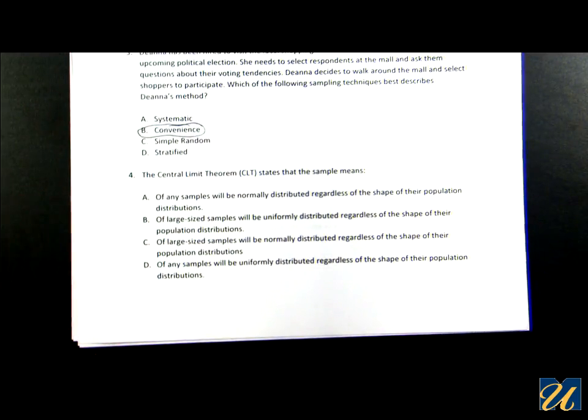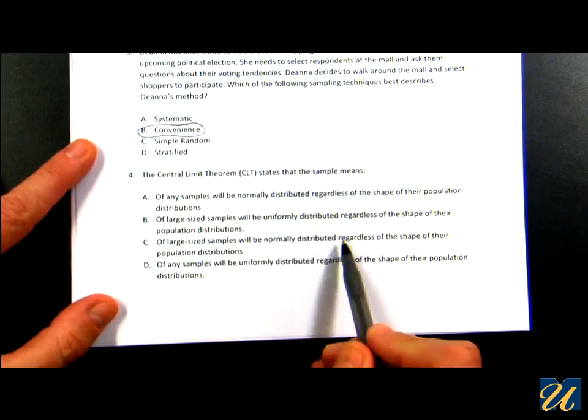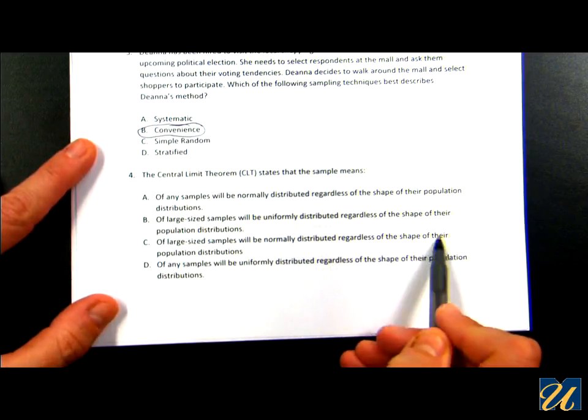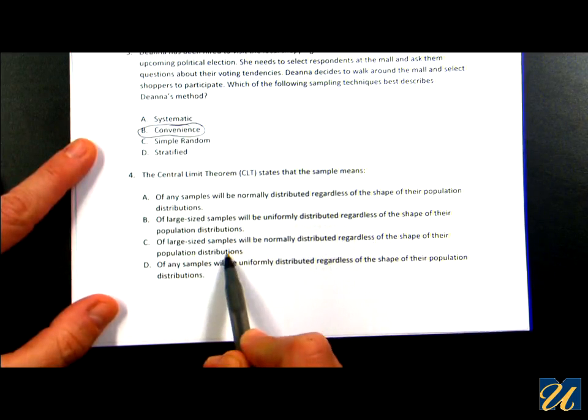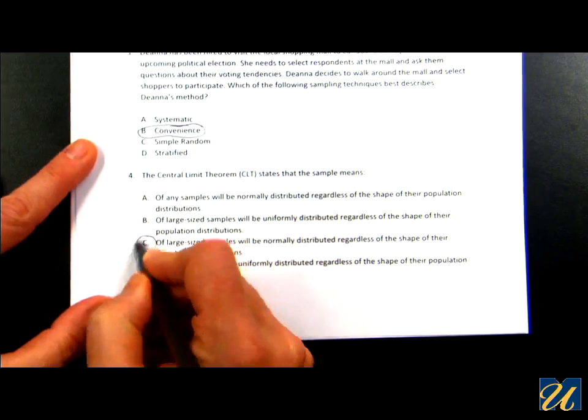The central limit theorem states that the sample means of large size samples will be normally distributed regardless of the shape of their population distribution as long as n is greater than or equal to 30.